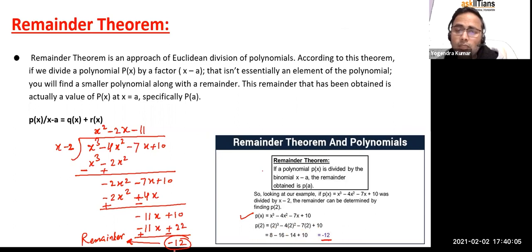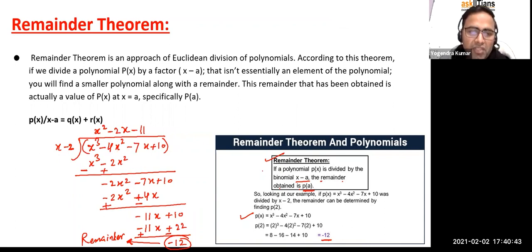So this is what the remainder theorem helps us with, and this is what we need to remember. I hope you can understand the remainder theorem in simple terms. If a polynomial p of x is divided by x minus a, then the remainder is p of a, right? In this example, if I need to divide this particular polynomial by x minus 2, what is the remainder? Just substitute 2 here, because this is p of x. So p of 2 is our remainder, right?